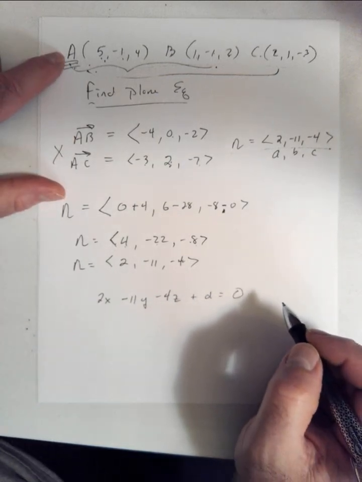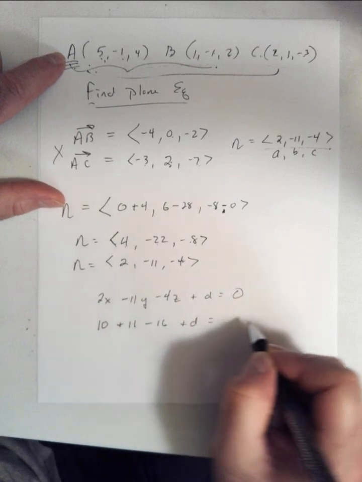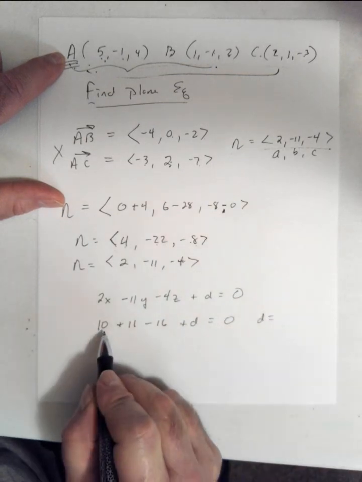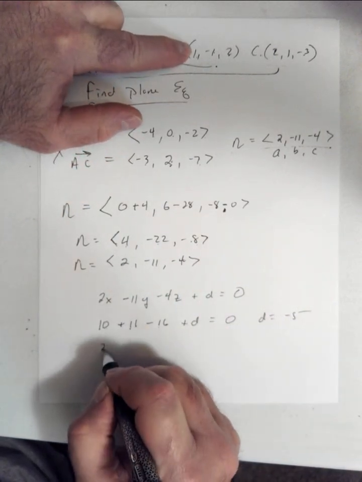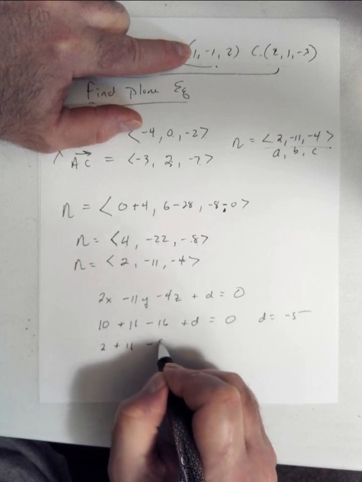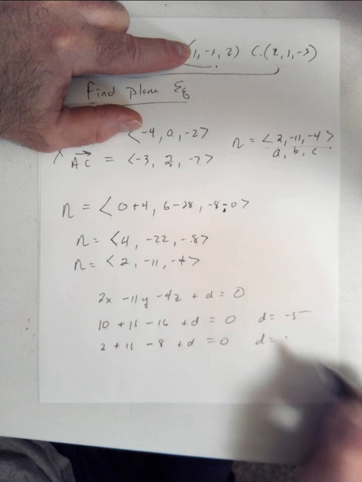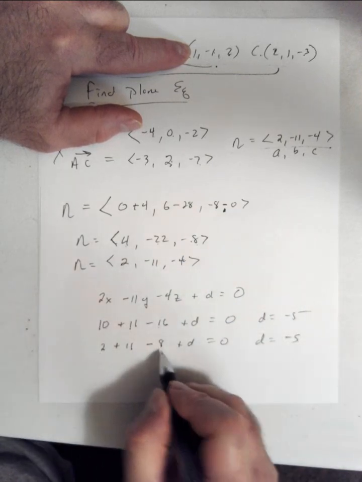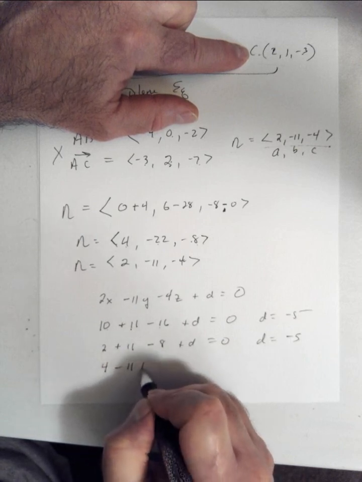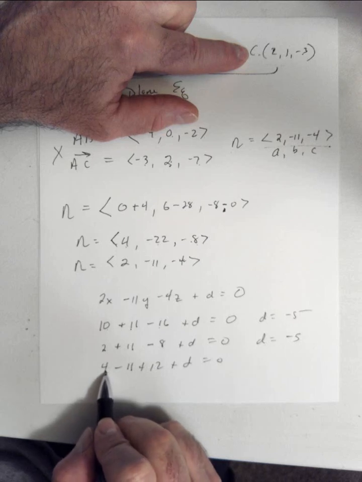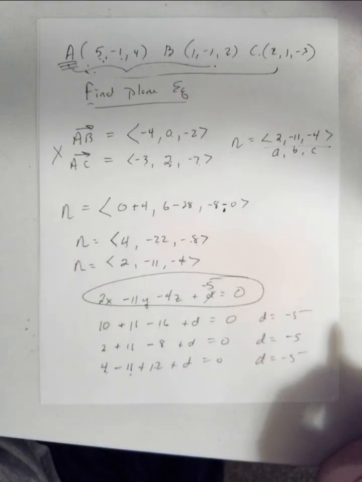So if I plug in A, I'm going to get 10 plus 11 minus 16. So in this case, D is 21 minus 5. If I use point B, plugging it in, I'm going to get 2 plus 11 minus 8. 13 minus 5, D is negative 5, right? Because this is 5, so yeah. And if I choose C and plug it in, I'm going to get 4 minus 11 plus 12 plus D. So that is negative 7 plus 12 is 5. D is negative 5. So, again, it doesn't matter which point you pick.